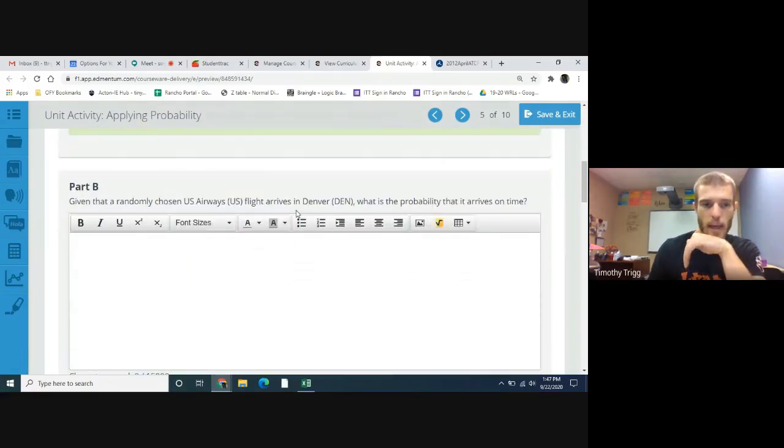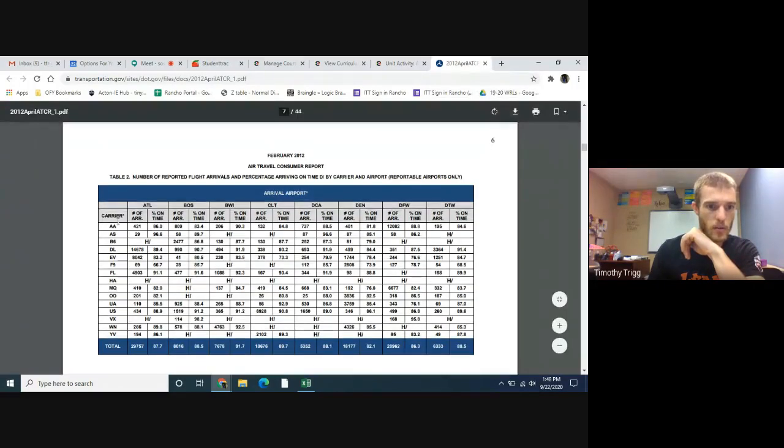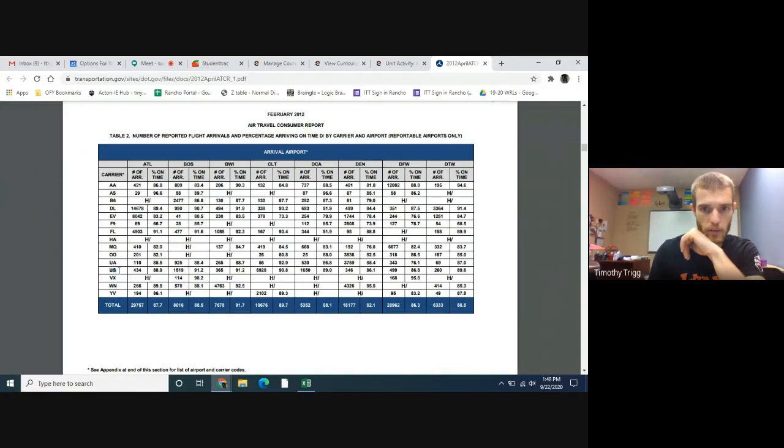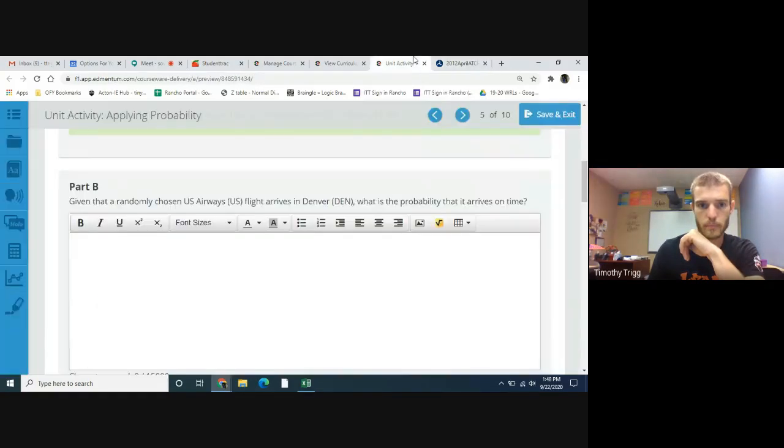Based on that, see if you can do part B. Given that a randomly chosen US Airlines flight arrives in Denver, what is the probability it arrives on time? I'll actually do this one with you also. We want to look at US Airlines, so we go down to US Airlines, just towards the bottom. Then we look for Denver. It's right here. The probability that it arrives on time is 86.1%. So it's 0.861.